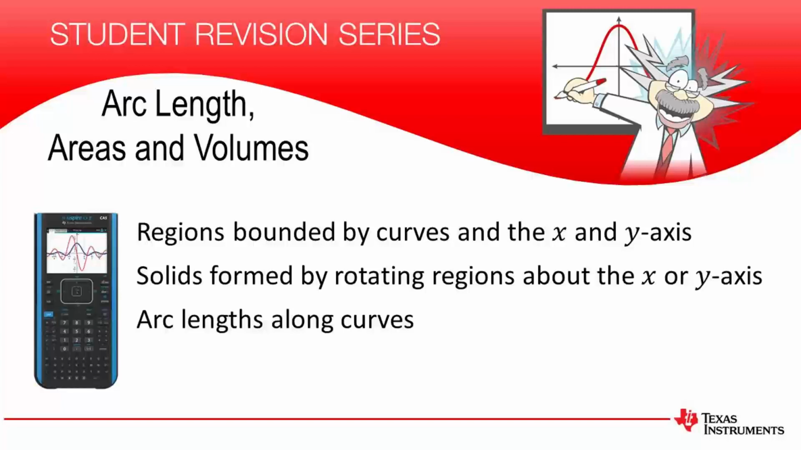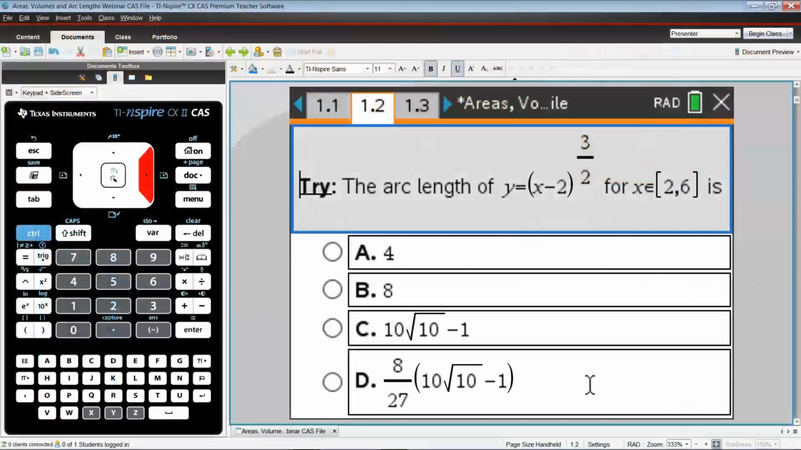Okay, so just before we start, we're going to have a look at this quick multiple choice question over here. We've got the arc length of y equals (x minus 2) to the 3 over 2 for x between 2 and 6. So have a go at that question. I'll give you a few seconds to have a look at that, and then we'll get started right away.